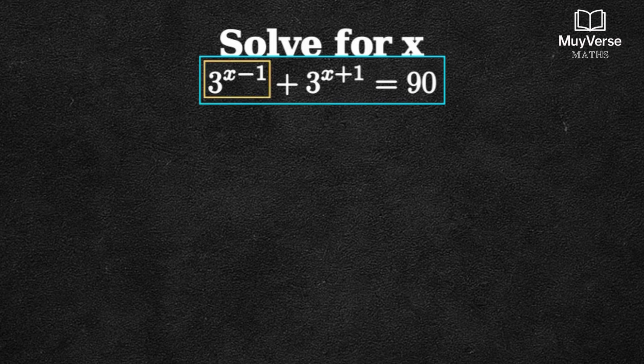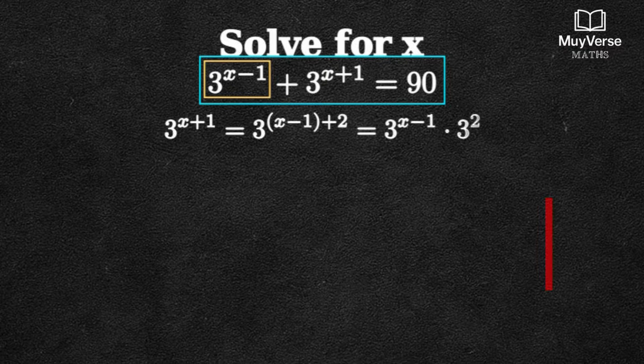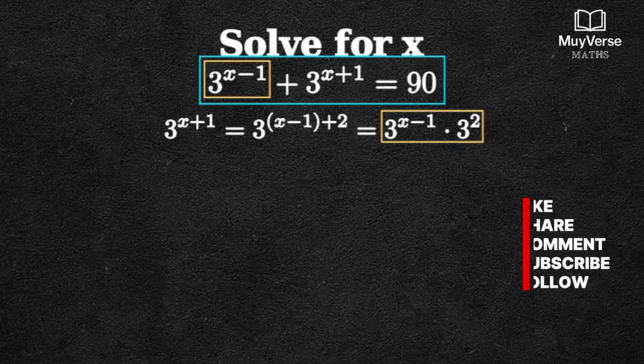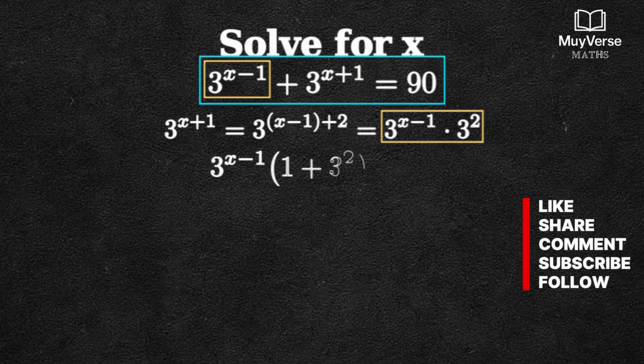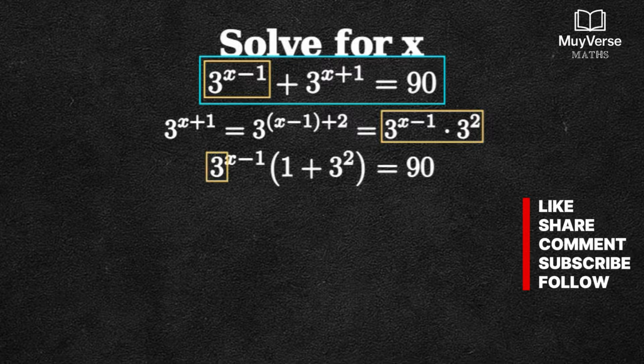Notice 3 to the x minus 1 is common, because 3 to the x plus 1 equals 3 to the (x minus 1) plus 2. So 3 to the x plus 1 equals 3 to the x minus 1 times 3 squared. Factor 3 to the x minus 1 from both terms.